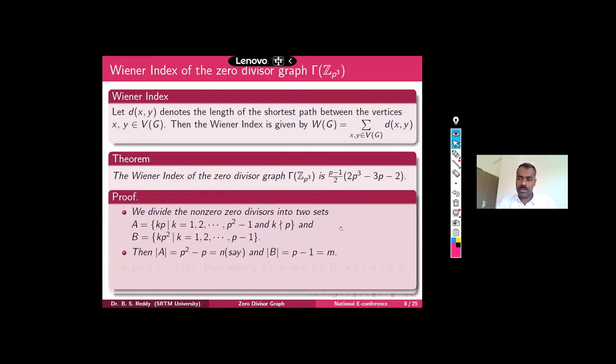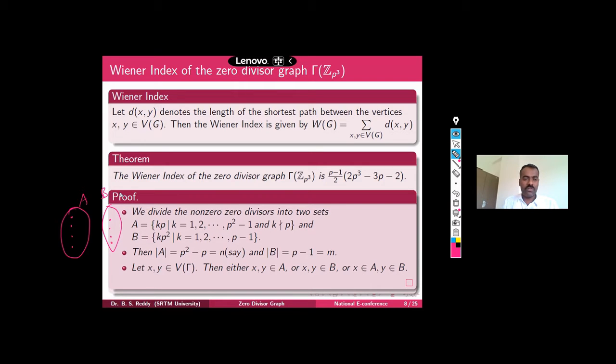Then to calculate this, how many elements are there in A, one can find out easily. How many elements are there in B? Just call them n and m for simplicity. Now, if we want to calculate the Wiener index, take any two vertices. Say this is set A and this is set B. Here you have some elements, and here you have some elements. It is simply a classification of whether x and y both belong here, or x and y both belong here, or x is in A and y is in B. So we have three cases.